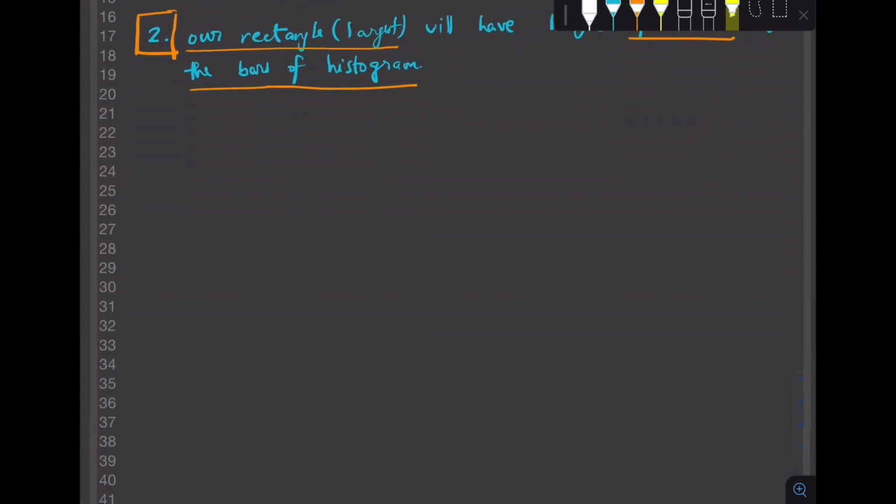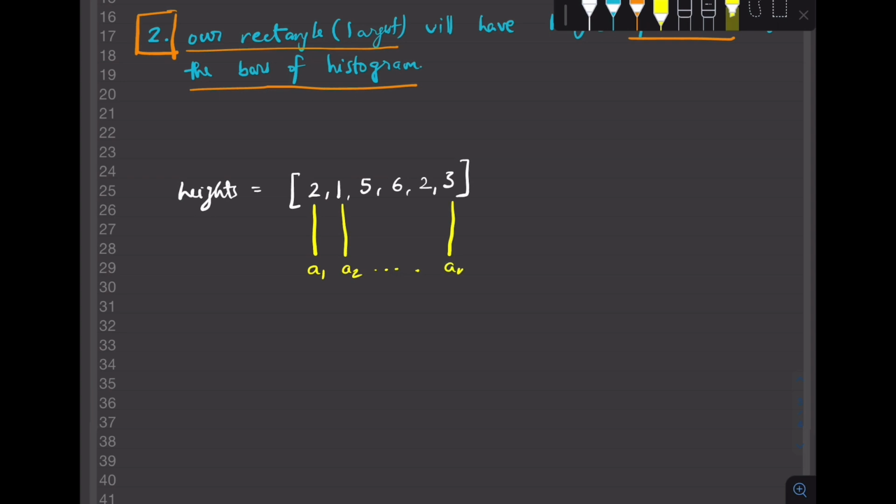So let's go back to a previous example to look at this. Let's say our heights were 2, 1, 5, 6, 2, and 3. Let's say I find the area corresponding to each one of these. Let's call this A1, A2, and up to AN. Then the max of these will be our result. Does that sound familiar?